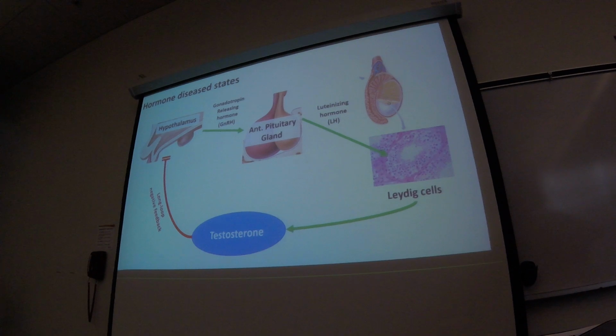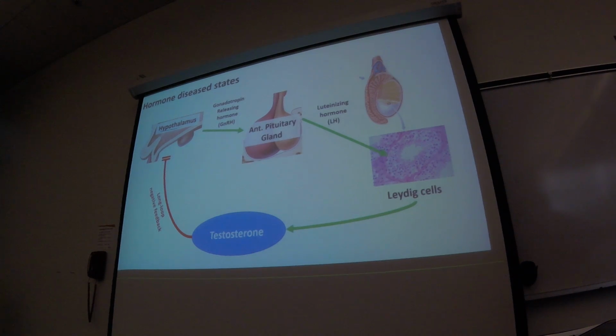These states of hormones. So this is an example of the testosterone cycle or pathway in males. And so here's the same loop, but just drawn a little differently.